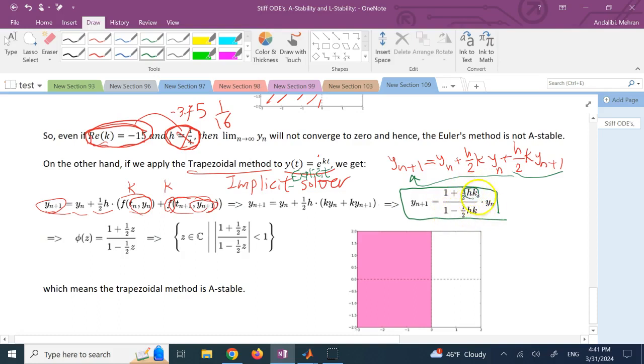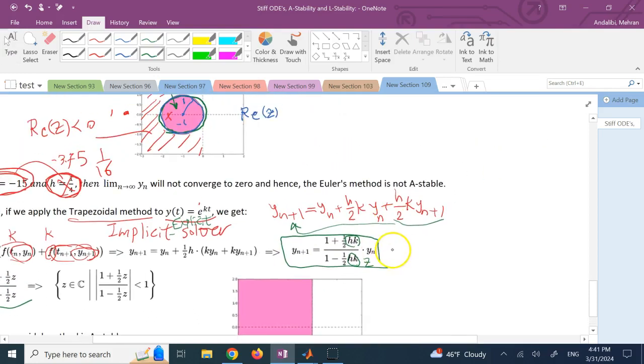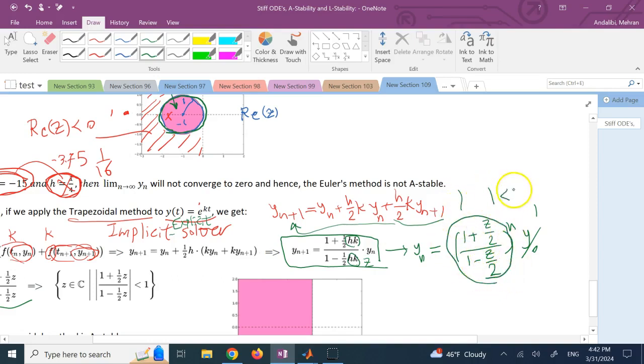Okay, now if you look at this, in what region is this going to converge? Again, here we assume this hk is your variable z, so your stability function phi of z is going to be (1 + z/2) over (1 - z/2). And if you want to know in which region it is going to go to 0, why should it go to 0? Because from here, your y_n is clearly that term to the n times y_0, and y_0 is 1, so it is ((1 + z/2)/(1 - z/2))^n. Right, so this is the function for which the magnitude should be less than 1, so this geometric progression goes to 0.